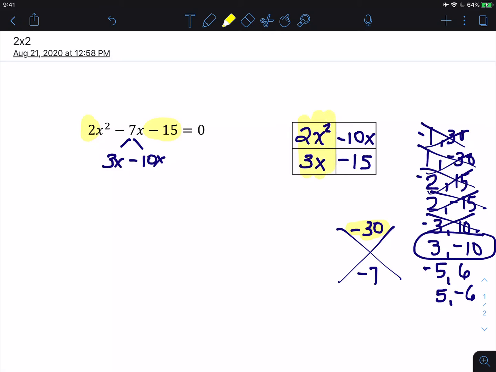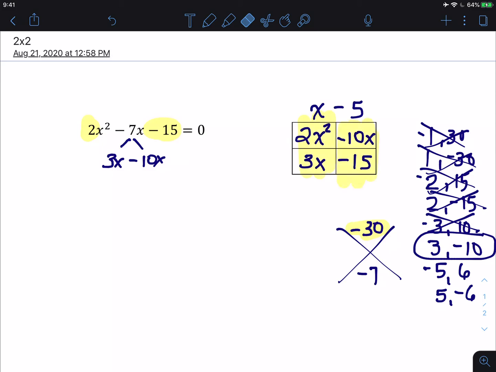So if I look at this first column, what do these two terms have in common? Well, the numbers don't have any greatest common factor, but they do both have an x in them. So that's going to be our common factor. Then we're going to look at the second column and think, what do these two have in common? They both have a negative sign, and both 10 and 15 are divisible by 5. So they both have a 5 in common.